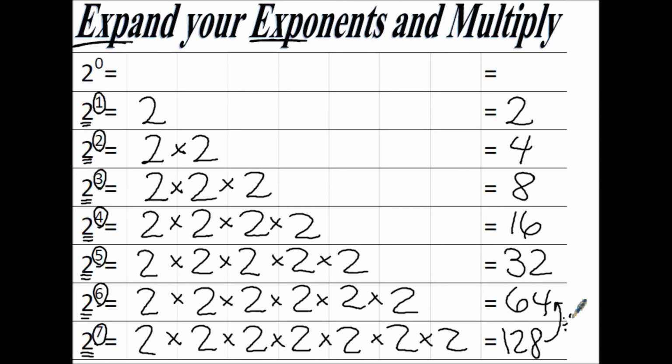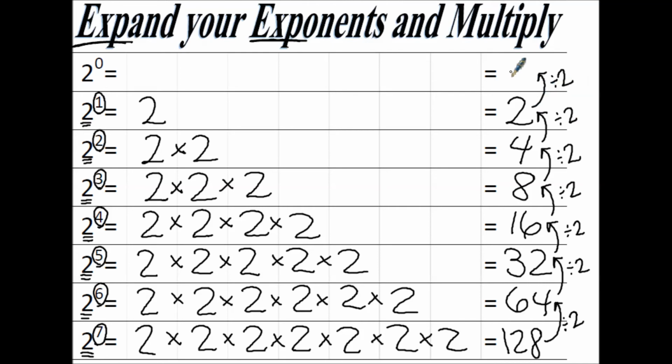If I go the other direction, I would be dividing by 2. So 32 divided by 2 is 16. 16 divided by 2 is 8. 8 divided by 2 is 4. 4 divided by 2 is 2. And this 2 divided by 2 would give me 1. So because of that pattern, 2 to the 0 power is actually equal to 1.